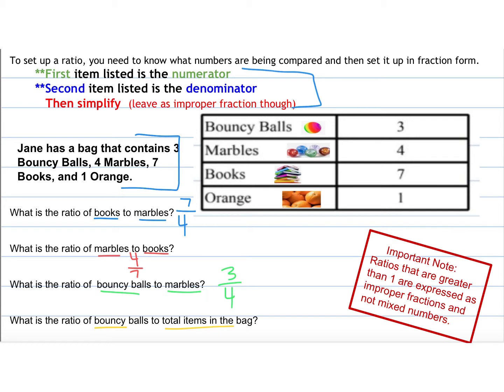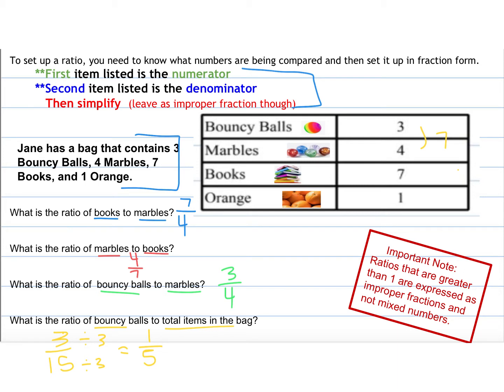So bouncy balls is first, so that's our numerator. There's 3 bouncy balls. Total items in the bag, so that means everything. So we're going to add them together. So 3 plus 4 is 7, plus 7 is 14, plus the 1 is 15. There's 15 items in the bag. This can be simplified. So 1/5. So that means 1 bouncy ball for every 5 items in the bag.